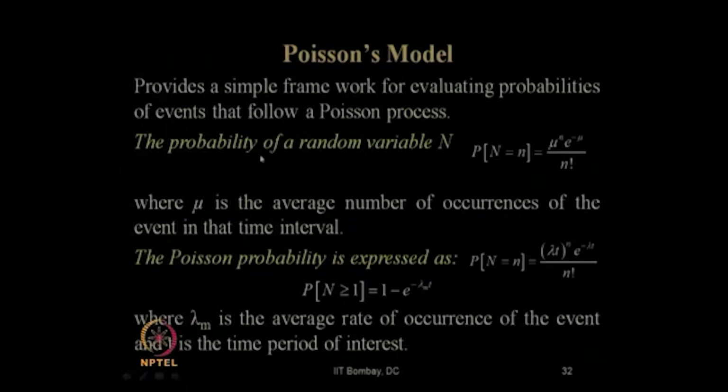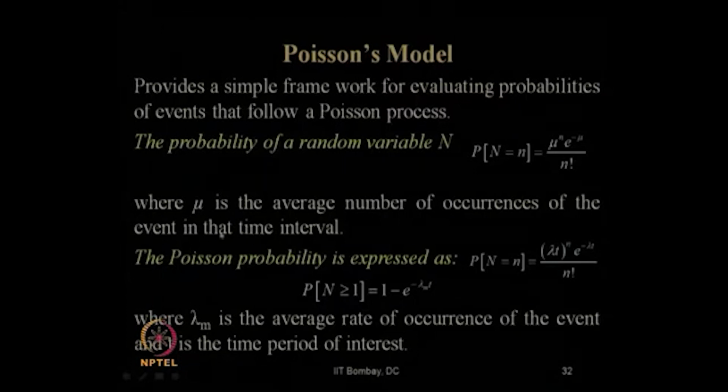So, the probability of any random variable n is expressed through the Poisson's model like this: P, the probability of occurrence of that event n, equals the number of times, small n, can be computed as mu to the power n, e to the power minus mu, divided by n factorial. Here mu is called the average number of occurrences of that event for a given time interval.